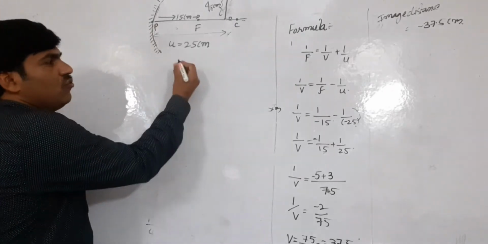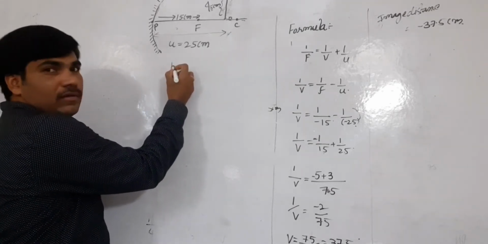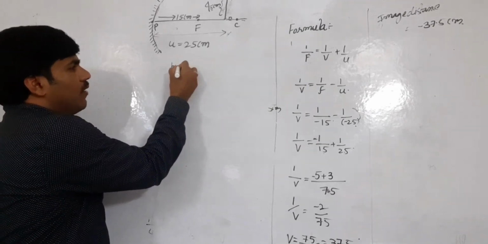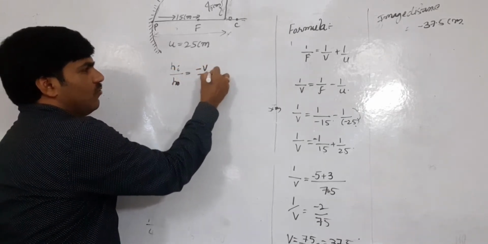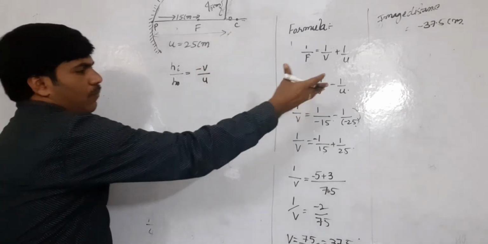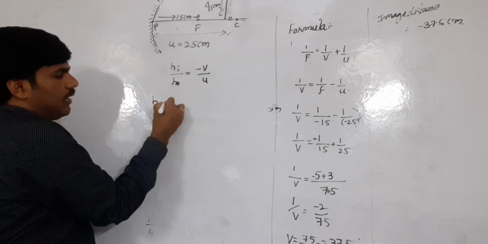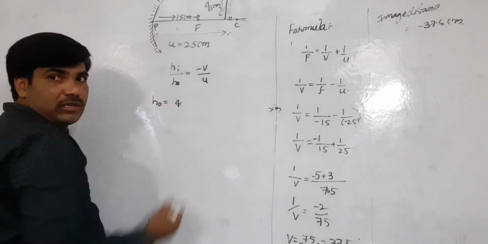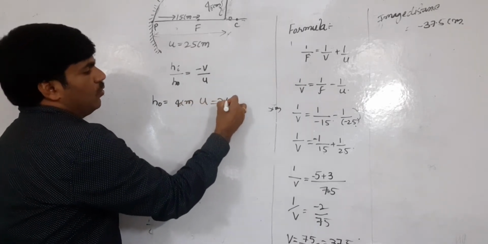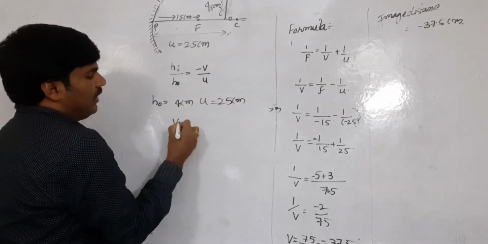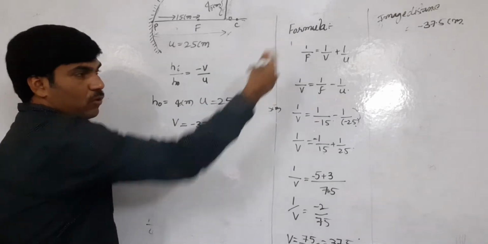Now the second part of this problem. Using the magnification formula, hi by ho is equal to minus v by u. From our earlier solution and the given data, we have the values: the object height is 4 centimeters, u is equal to 25 centimeters, and v is equal to minus 37.5 centimeters. Now let us get the solution.